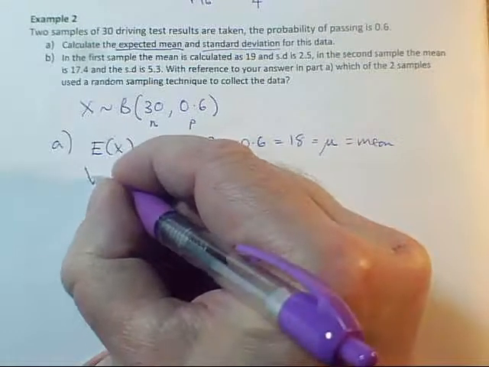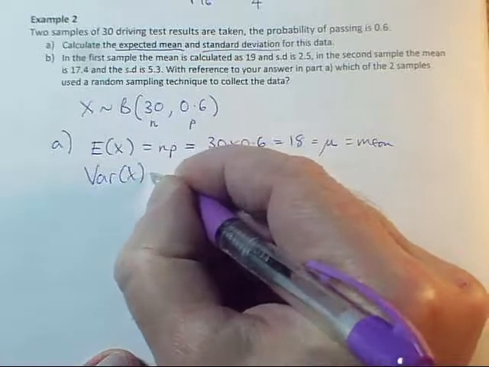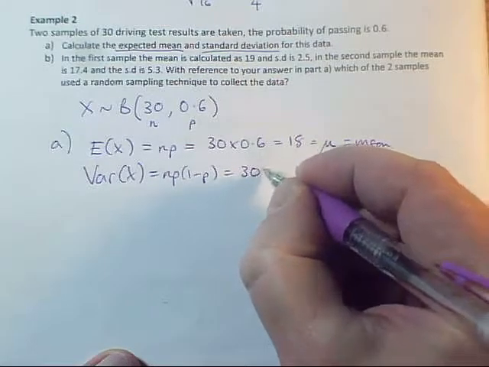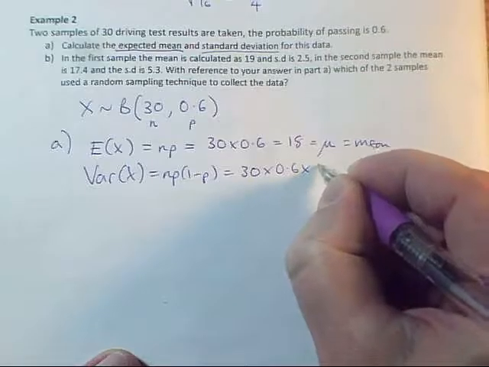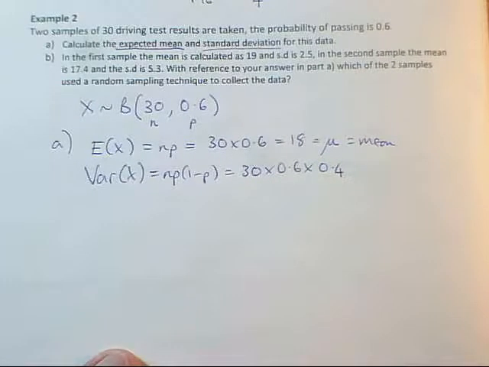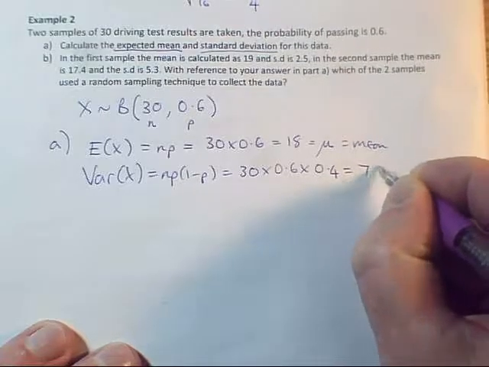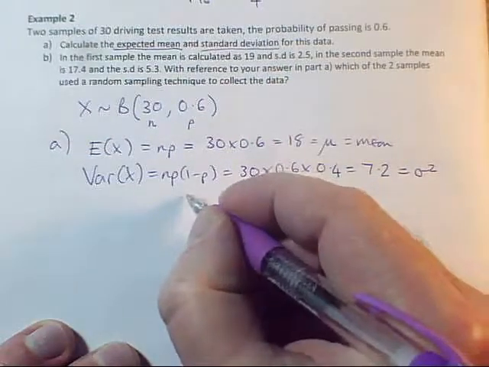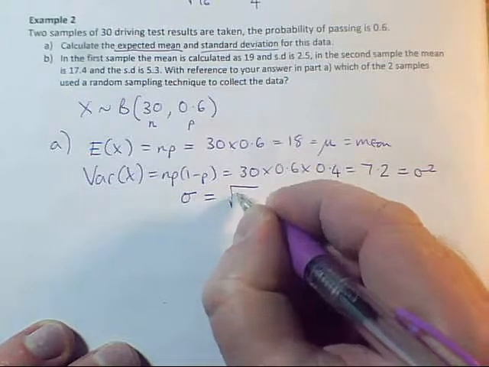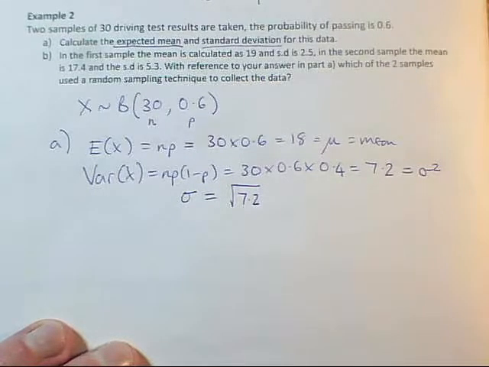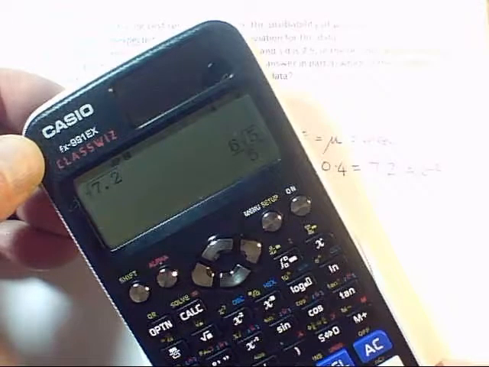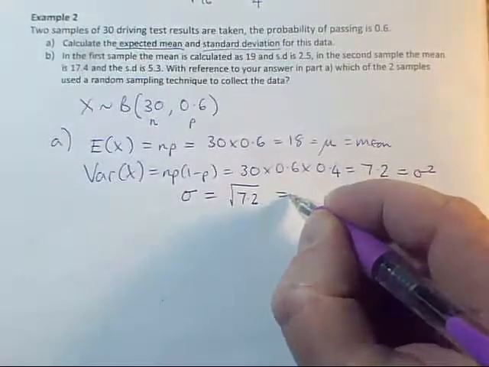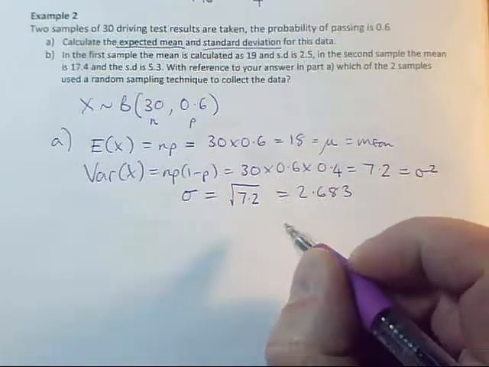Okay, and the other formula I've got is the variance one. So Var(X) is np(1 minus p), which is n, which is 30, times p, which is 0.6, times 1 minus p, which is 0.4, which is 7.2. But that's the variance, sigma squared, but it asked me for the standard deviation. So the standard deviation is going to be the square root of 7.2, for which I need my calculator. The square root of 7.2 is 2.683. Okay, that was part A.